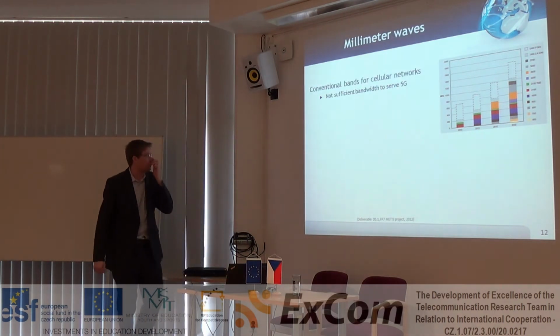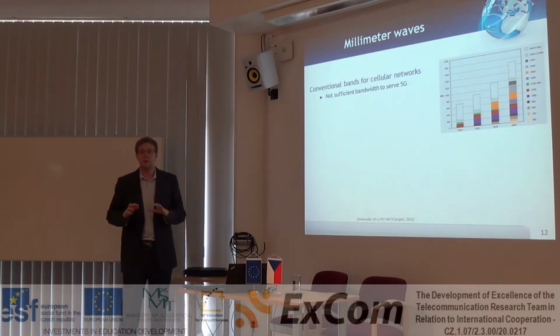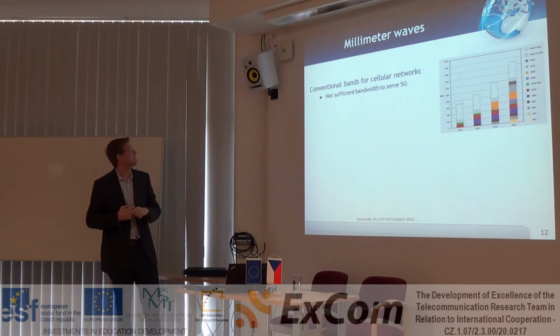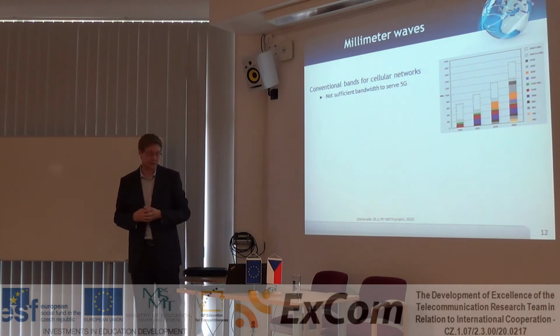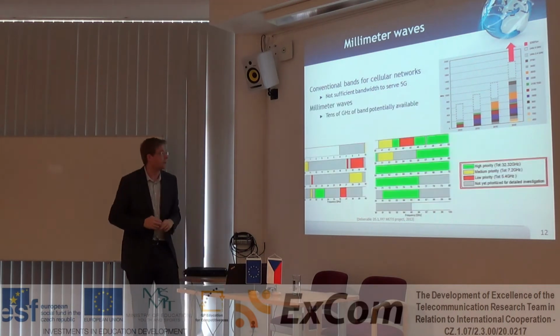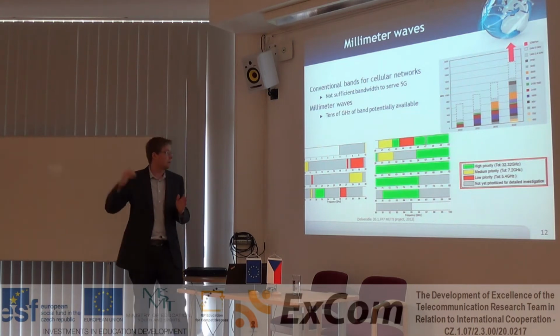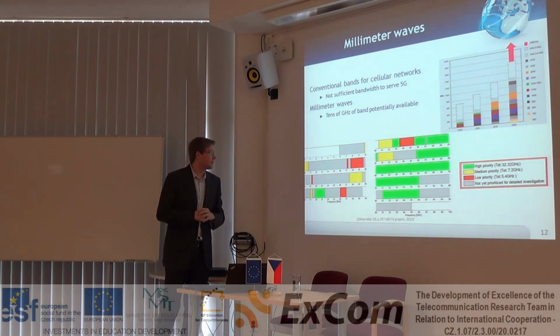So I'll start with spectrum. Currently, you can see in this figure that in 2015 we have in Europe a couple of hundred megahertz of bandwidth available in licensed spectrum. It's quite a lot of spectrum, but it's not enough to provide 50 gigabits per second. Very interesting spectrum seems to be in millimeter waves. It means frequency bands in tens of gigahertz, between 10 gigahertz and, let's say, 100 gigahertz.